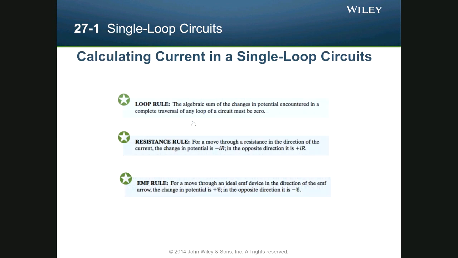I'll answer your question, Louis, after I go through the loop. So we go here. As we move through the loop, this is for resistance, EMF. If we move through an ideal EMF in the direction of the EMF, the change is positive. If it's the opposite, it's negative.